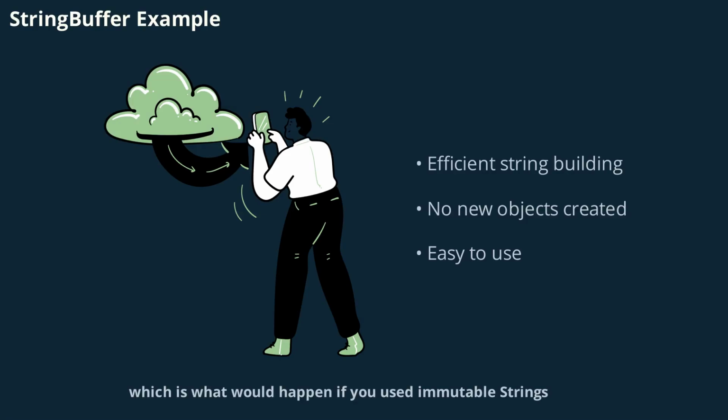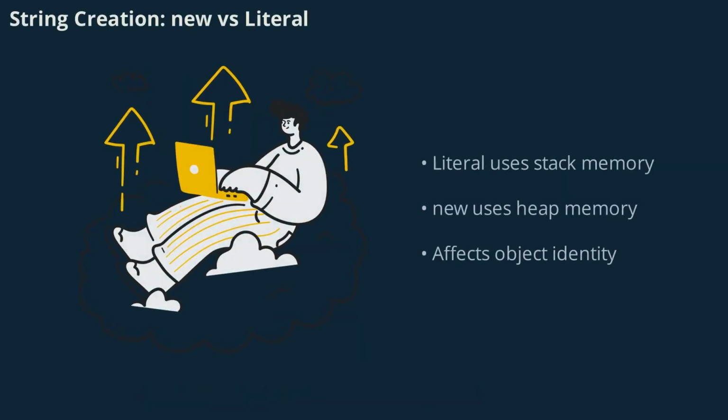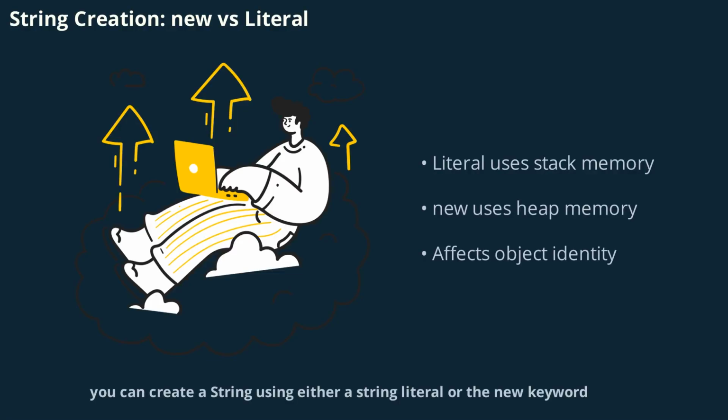you used immutable strings. In Java, you can create a string using either a string literal or the new keyword. When you use a literal, the string is stored in the stack memory. If you use new, the string is created in the heap memory, even if an identical string already exists. This distinction affects memory usage and object identity, so it's important to choose the right method based on your needs.